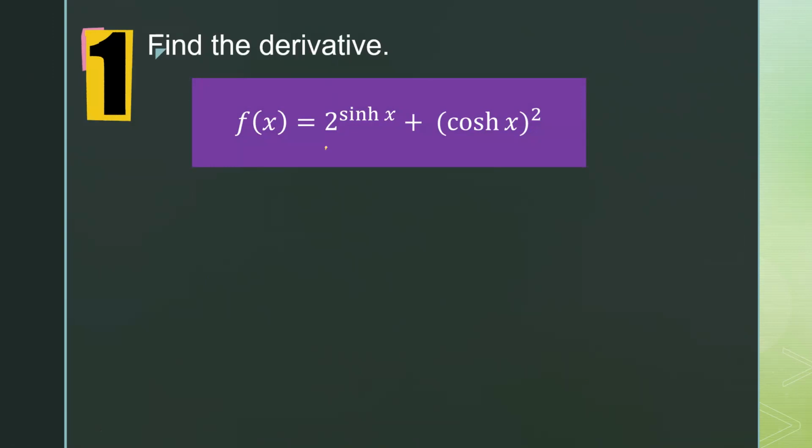Ayan, so gamitin natin yung formula ng a to the u, no? So formula for the derivative of that is a to the u, ln of that a times u prime, no? So recall natin, no? So f prime of x, we need to copy that a to the u thing. So that's 2 to the sinh x times ln of 2 times the derivative of that u, which in this case is cos x. Okay, so we're done with the first term.